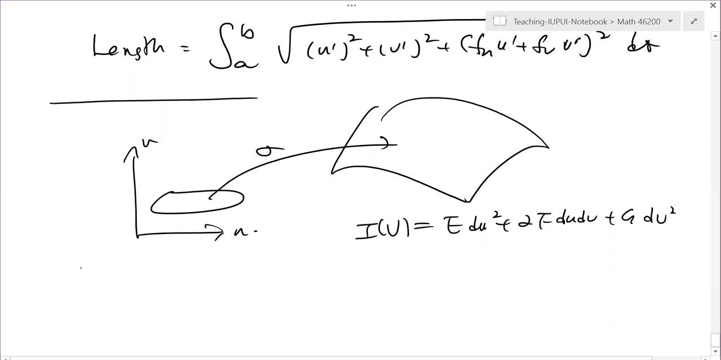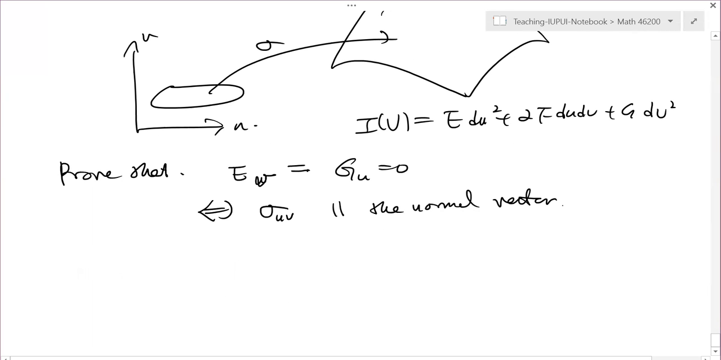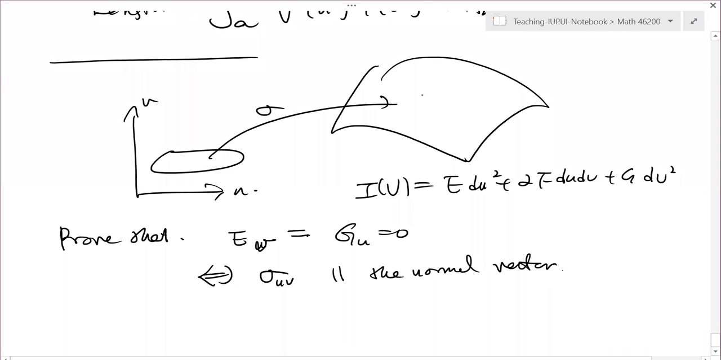Right. I want to prove the following statement: E_V = G_U = 0 if and only if sigma_UV is parallel to the normal form. So that means this is the normal form, right?